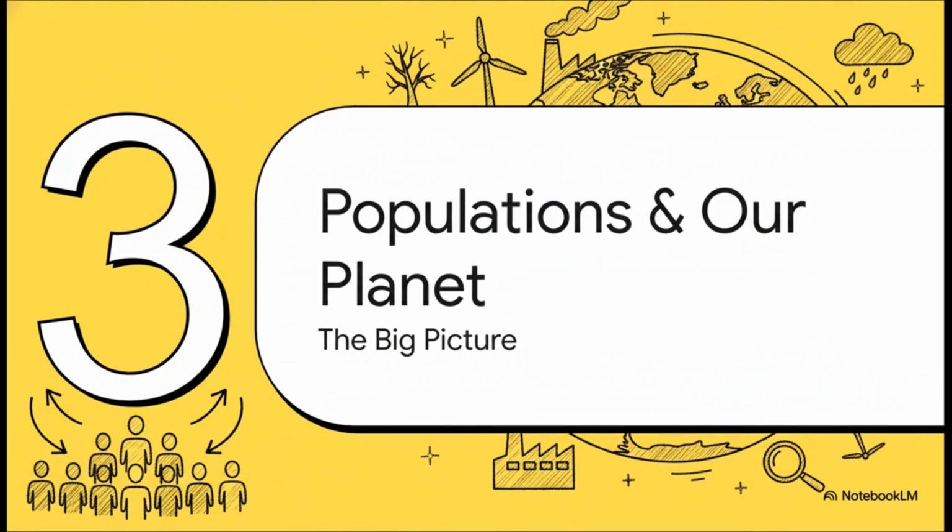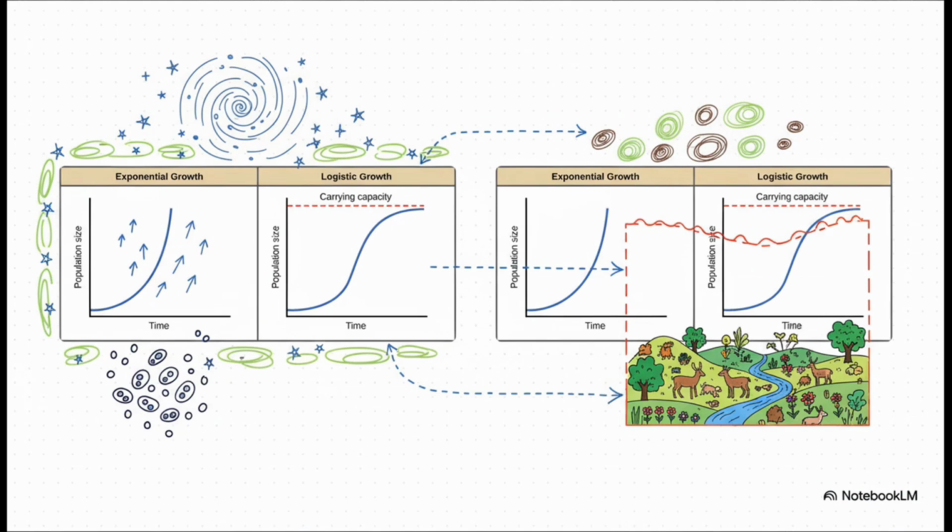So, from those individual interactions, we're going to zoom out one last time to look at the biggest picture of all: how populations of living things grow, how they change, and how they affect the entire planet. These two simple curves tell a huge story about life. On the left, you've got what's called exponential, or J-shaped growth. This is what happens when a population has unlimited food, unlimited space, and it just explodes. But in the real world, of course, resources are limited, and that's where the S-shaped curve on the right comes in. Growth slows down and levels off when it hits the limit of what the environment can support.